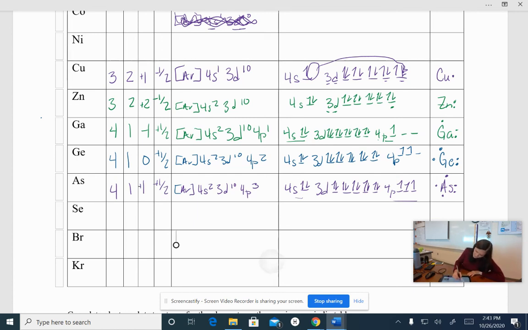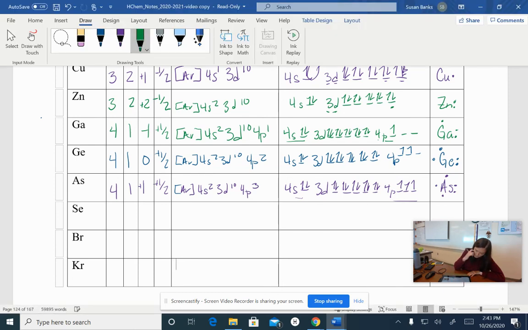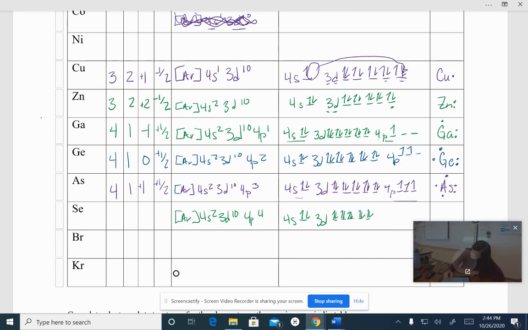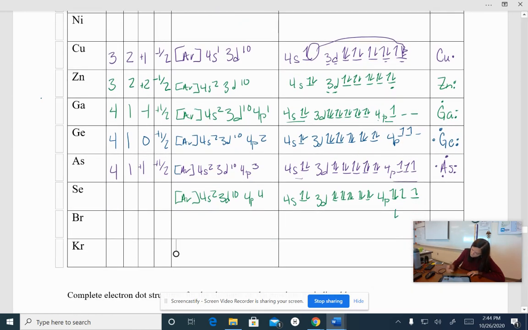Okay, selenium. We are going to change our color again. So for selenium, we will have argon, 4s2, 3d10, 4p4: 4s up and down, 3d, that will be totally full, and 4p: 1, 2, 3, 4. Okay, so for selenium, we would expect a dot picture like this: 1, 2, 3, 4, 5, and 6. So that will give us 6 valence electrons. That last electron we put in there, fourth level, p level, we put it in the -1 orbital, and it was a negative spin.